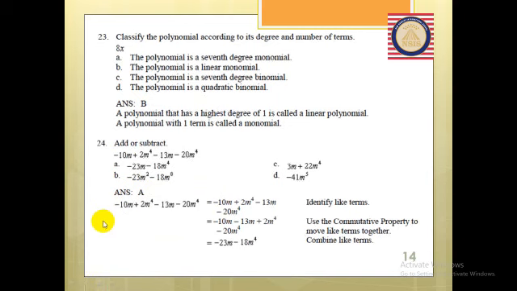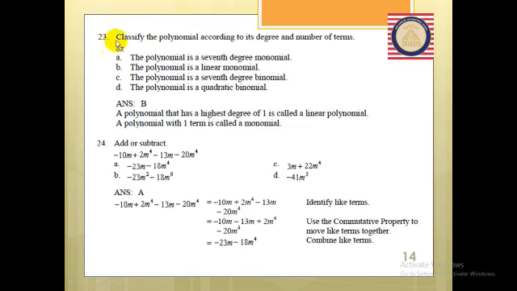Let's complete here. Classify the polynomial. We're going to classify the polynomial according to its degree and number of terms. 8x. How many terms here? It's only one term. Do you remember what we said about one term? One term means monomial. Very good.